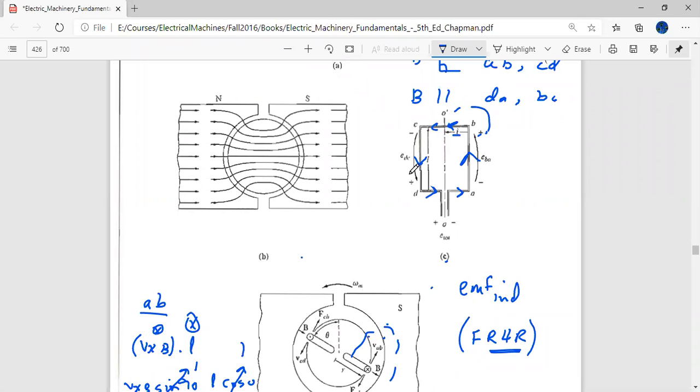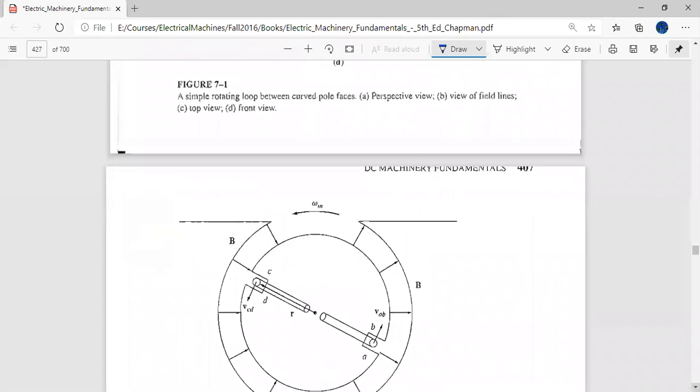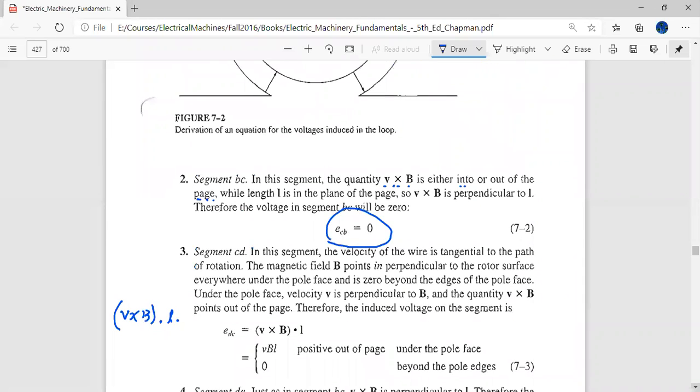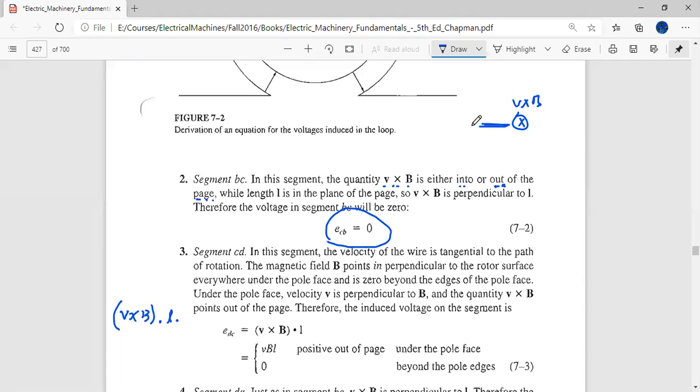And when you do it for the other half of segment BC, the thumb will be pointing out of the page. So that is exactly what it is saying: either the vector V cross B is into the page or it is out of the page, while L is perpendicular to the plane of the page. The direction of L is always taken as the direction of the current. So L will always be perpendicular to this.